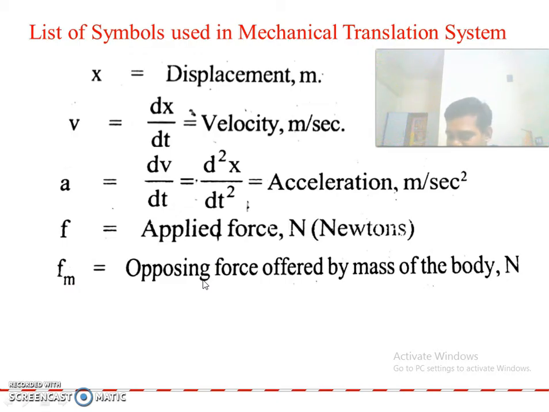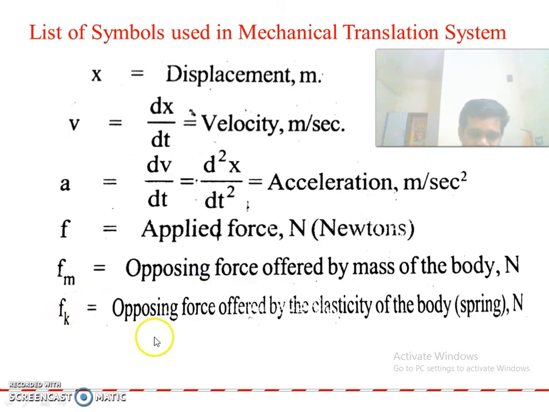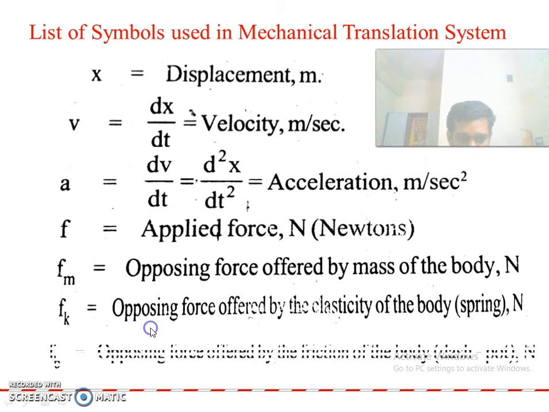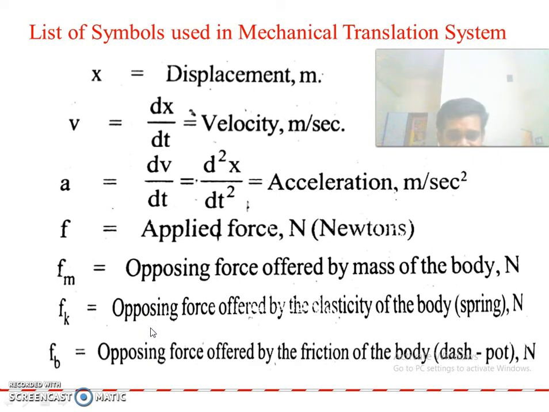Initially we saw that we have three basic elements: mass, dashpot, and spring. Now Fk is the opposing force offered by the elasticity of the body, that is, by the spring. And the last one, Fb, is the opposing force offered by the friction of the body, which is the dashpot.